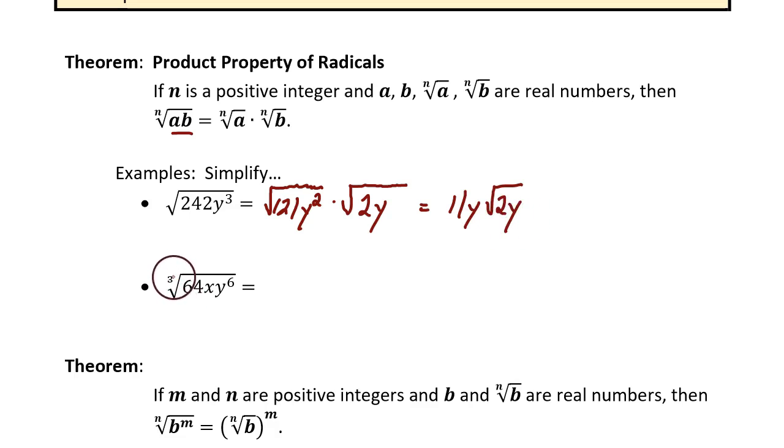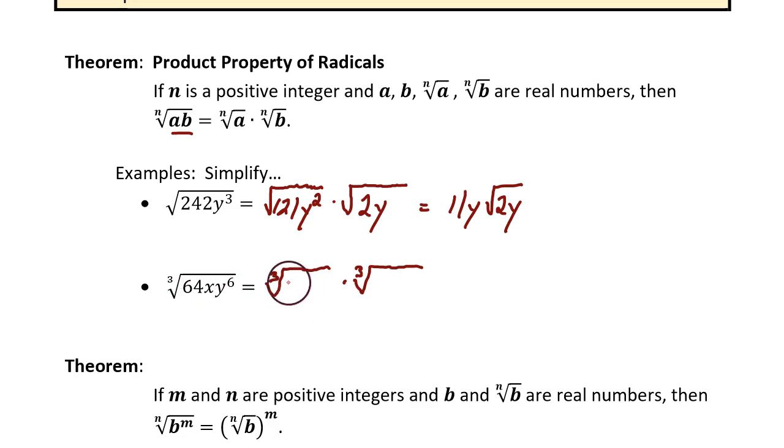Let's try another one that involves a cube root. To find the cube root of this expression, we can rewrite it as a product of cube roots. Now let's think about what factors to write in the first radical and what factors to write in the second radical. In the first radical, we want to have only perfect cube numbers so that when you find the cube root, you get whole numbers.